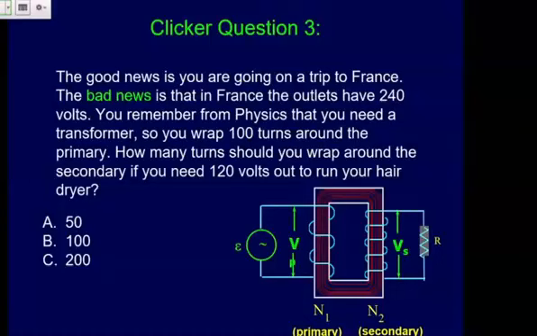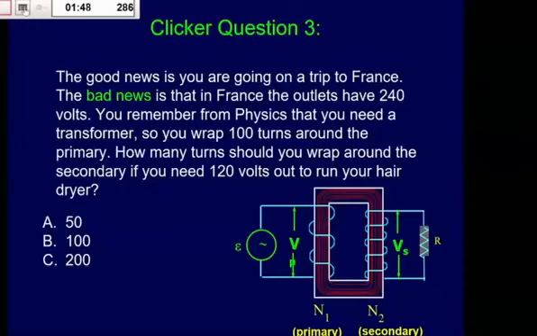Let's try one of these. Here's an example of something that might happen. The good news is you're going to France. The bad news is that in France the outlets have 240 volts. So at a store you'd usually buy a transformer that converts this, or if you were really into it, you could create your own. You remember from physics that you need a transformer. You wrap 100 turns around the primary. How many turns should you wrap around the secondary if you need 120 volts out to run your hair dryer? Let's talk about this one and see what you think.